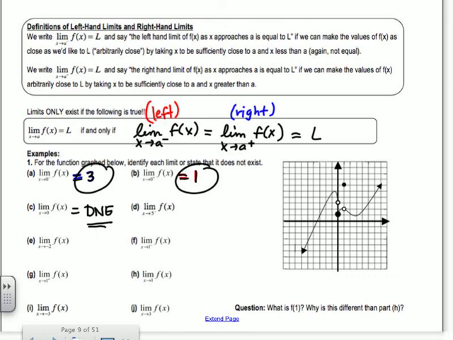Okay, think about the next one. So 5 from the left. So here's where 5 is. So 1, 2, 3, 4. So as I'm getting closer to that line there from the left, what y value are you hitting? 3. Is that the same as 5 from the right? Yeah, they're the same. So that means the limit as x goes to 5 would be 3.